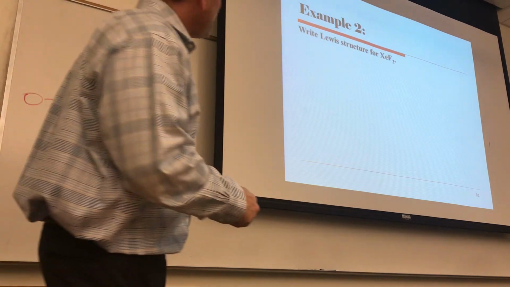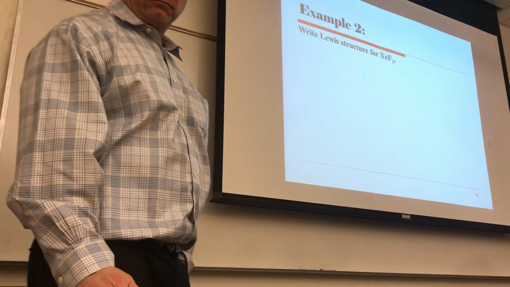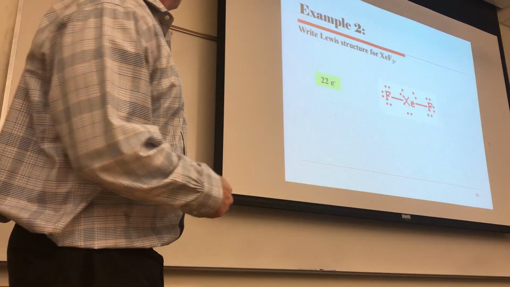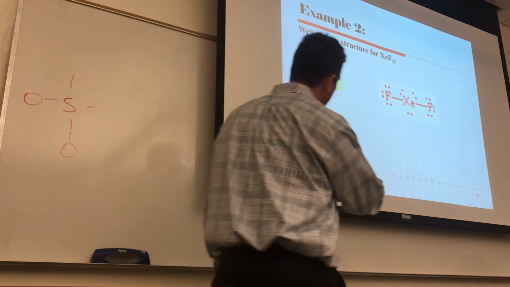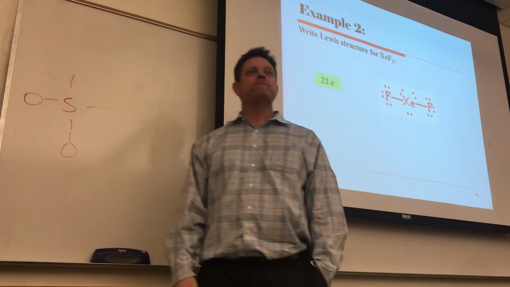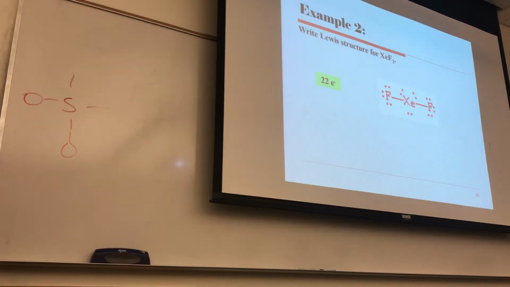Okay. Write the Lewis structure for XeF2. Okay, so let's do that. We're running out of time, so let's just go with 22 electrons. I form something like this. What did I get? I got an expanded octet, essentially, or an expanded Lewis center atom in terms of its electrons.